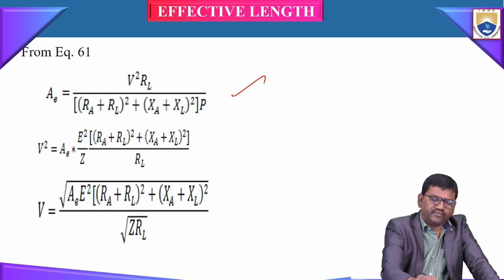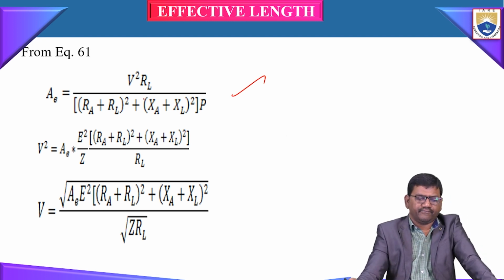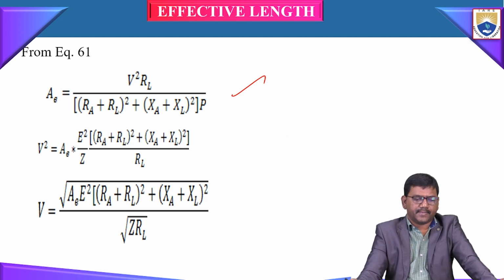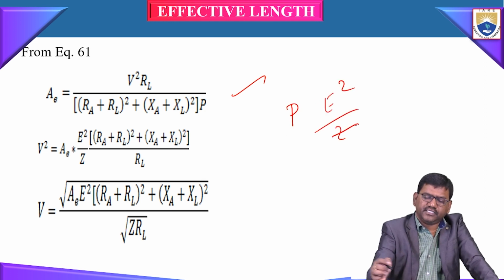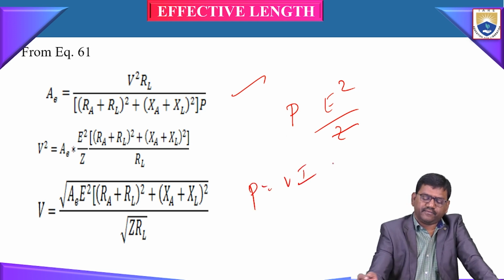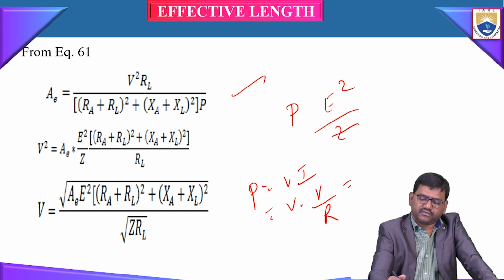So we can also modify this. V square is equal to AE into E square by Z. So P can be replaced as E square by Z here. P is equal to V into I, and here I is equal to V by R, so this is equal to V square by R.